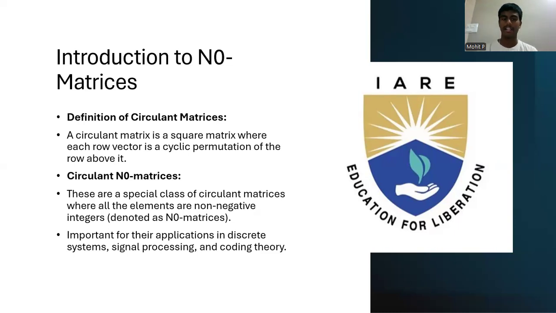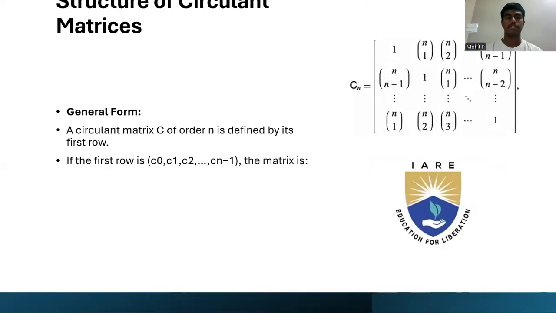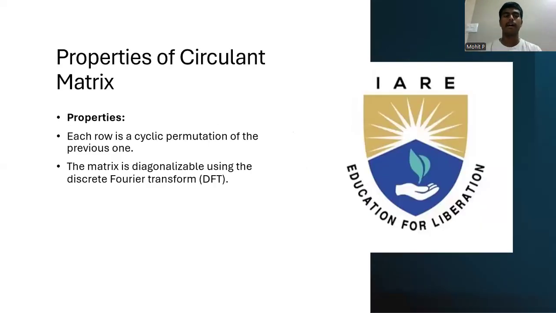It is important for applications in discrete systems, signal processing, and coding theory. Now these are some of the structures of matrices. This is the basic general form of a circulant matrix C of order n, defined by its first row. If the first row is C0, C1, C2, and so on till C(n-1). Now, the properties of the circulant matrix: each row is a cyclic permutation of the previous one, as we discussed earlier, and the matrix is diagonalizable using the discrete Fourier transform (DFT). This is a method to find the eigenvalues as well. We'll deal with that later.